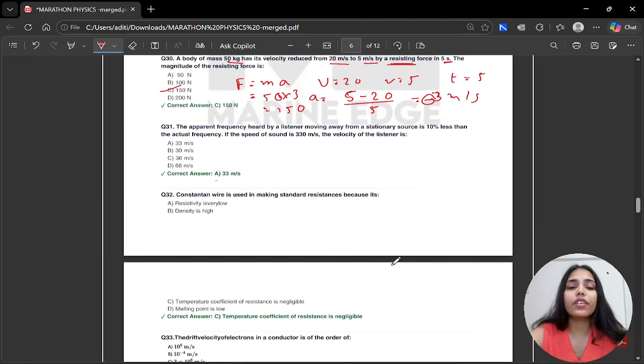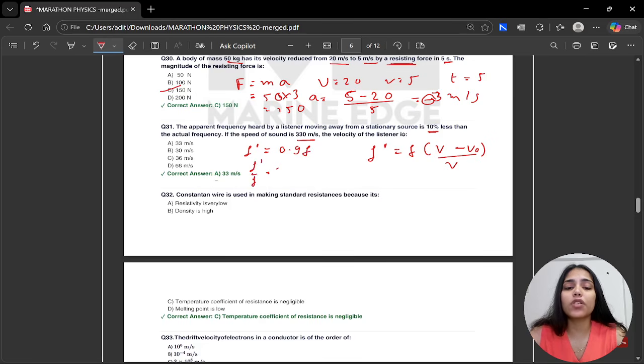Now, the apparent frequency heard by a listener moving away from a stationary source is 10% less than the actual frequency. Now, if the speed of sound is 330 meters per second, what is the velocity of the listener? So, the frequency when the observer is moving is equal to f times (velocity of the sound minus velocity of the observer) divided by velocity of the sound, right? Now, it is already mentioned that the frequency heard by the listener is 10% less. So, the final frequency is 0.9 times the initial frequency. So, can we write f dash upon f is equal to 0.9?